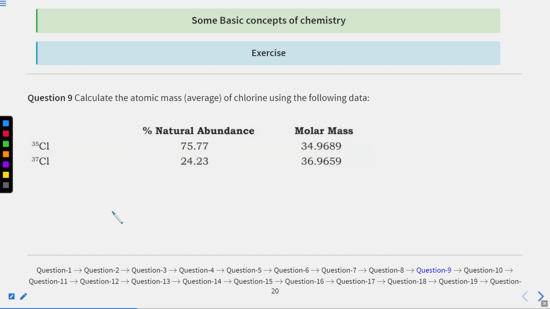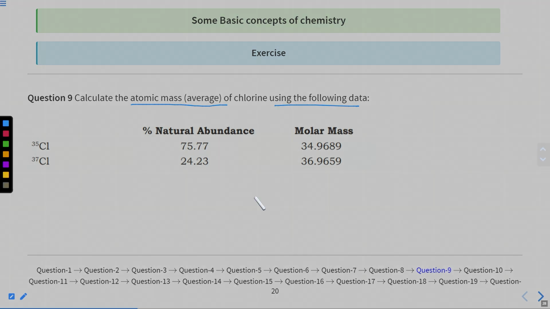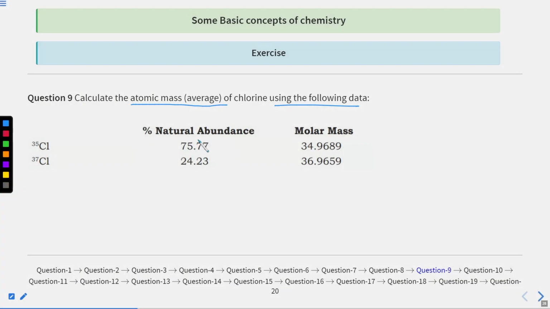Next is: calculate the atomic mass of chlorine using the following data. We have to calculate the atomic mass. The relative abundance is given. So its formula is very simple. We have to first convert the relative abundance into fractional form. That would give us 0.7577 and 0.2423. If you multiply each by its isotopic mass and add both of these, then it will give you the average atomic mass.